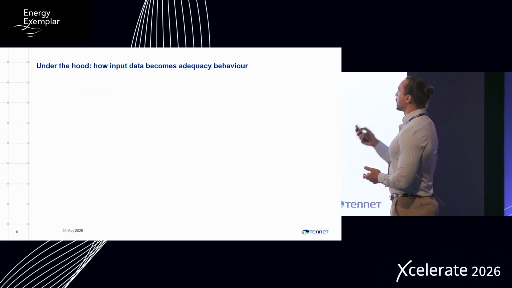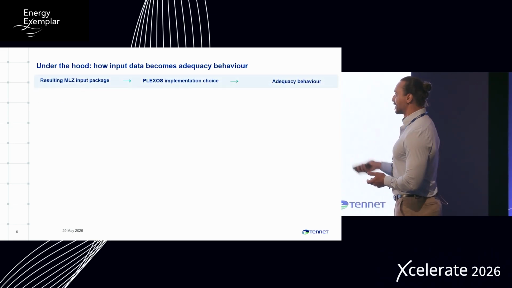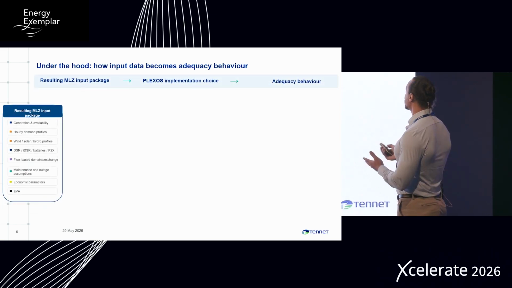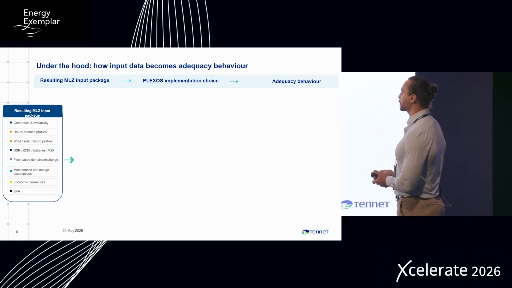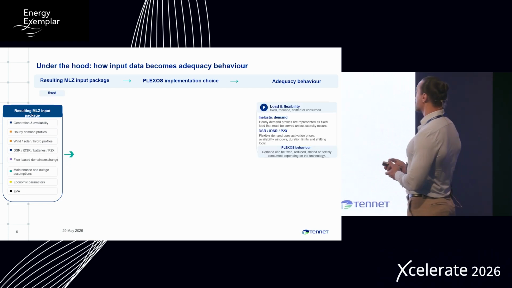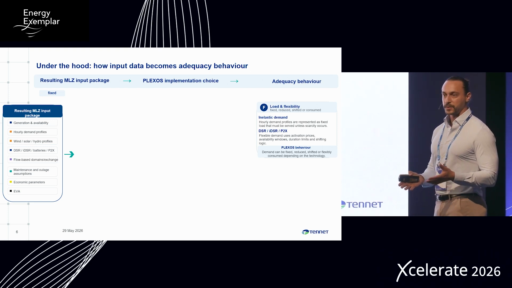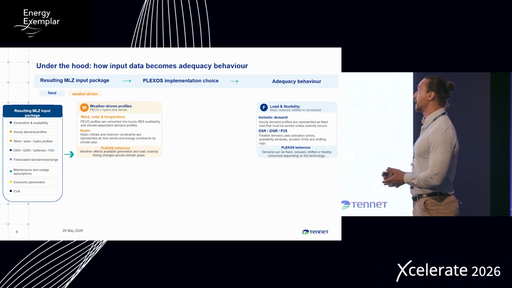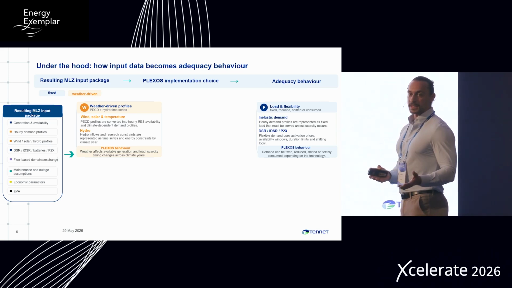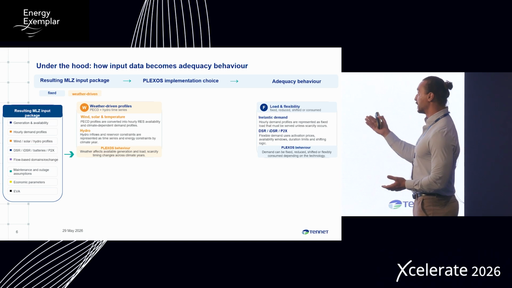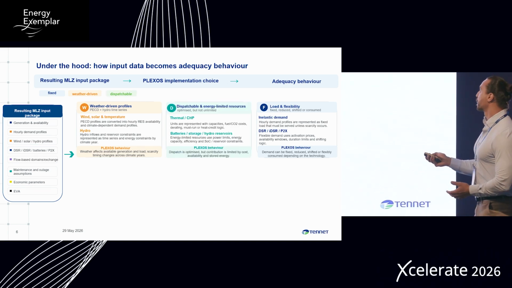Now we move on to how this input data becomes real adequacy behavior. As I listed, there are many data, but let's check how it's behaving in a stochastic manner. The first thing is the demand. The demand becomes an obligation in the model. You need to meet the demand, otherwise you are having scarcity issues. The weather-driven profiles become an hourly availability, either for load or for RES, meaning that scarcity timing will change across climate years.